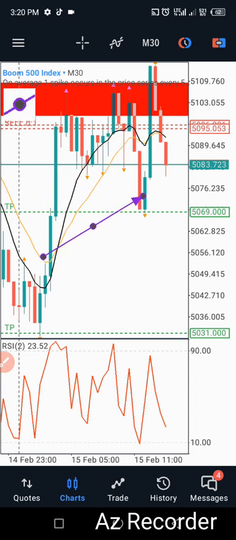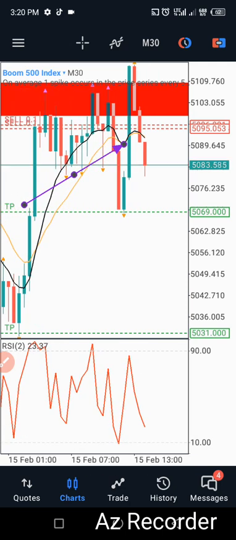Although we had a spike here, we note that definitely price must sell back, guys. Price must sell back, and that is what is happening now. So we note that the red candle here did not close above this red zone. This is the first red candle, the second red candle, and definitely the third red candle coming up now.